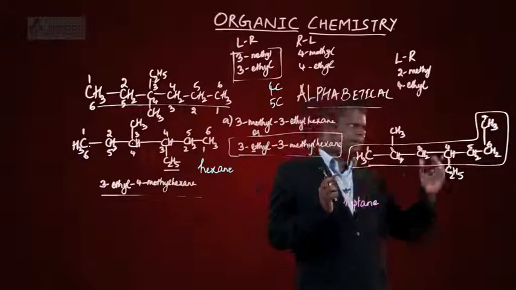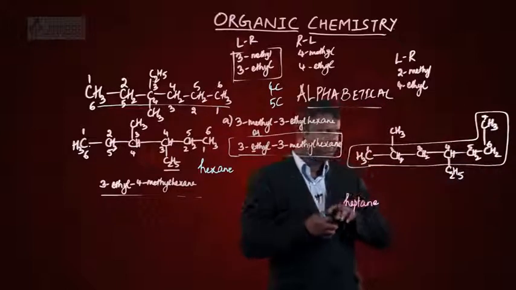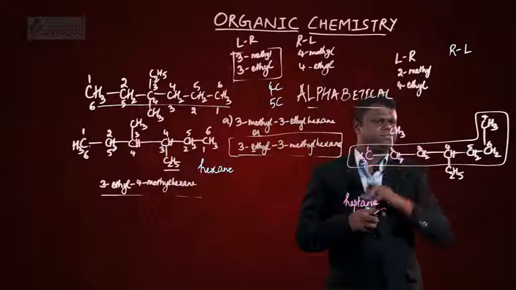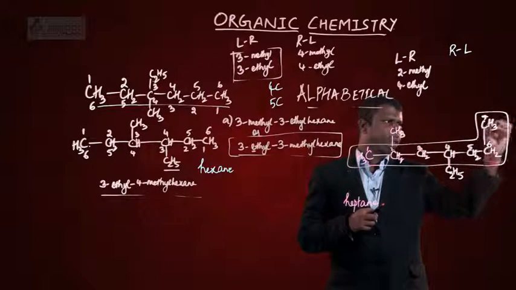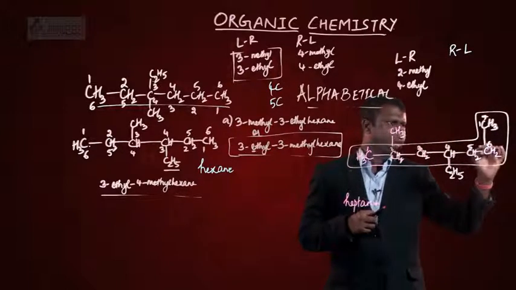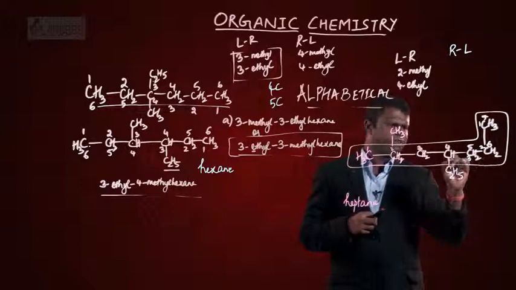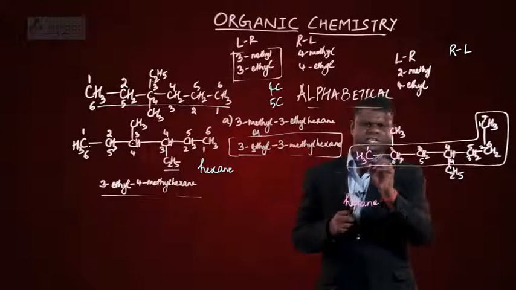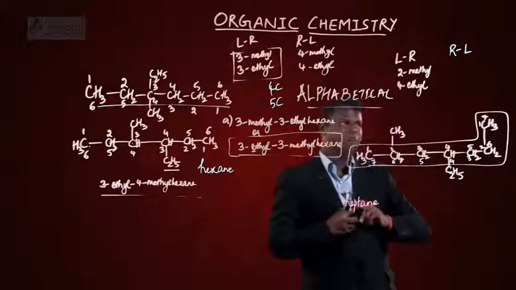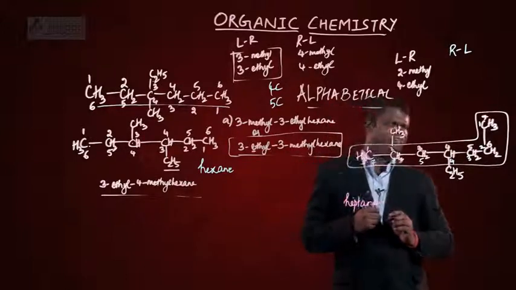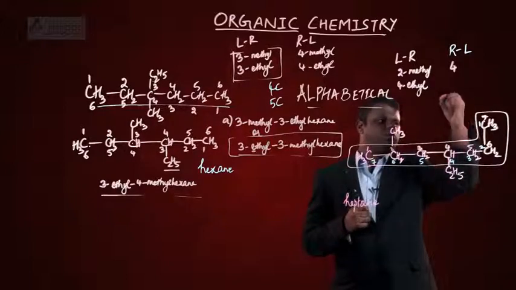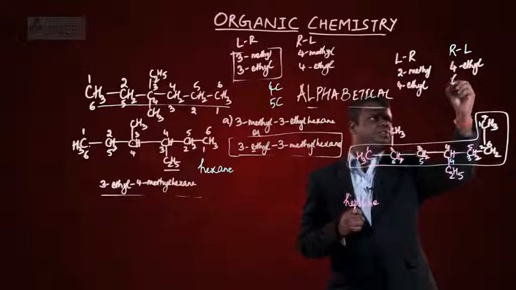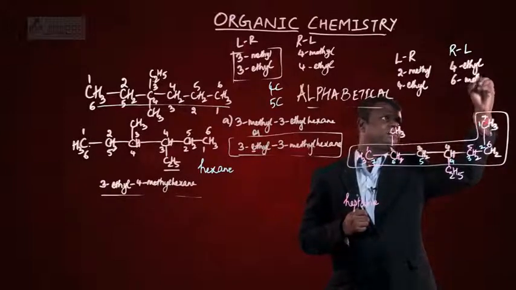When you are numbering the other way round, that is from right to left, it is going to be 1, 2, 3, 4, 5, 6, 7. So now in this case you have the ethyl group at position 4, and then the methyl group at position 6.